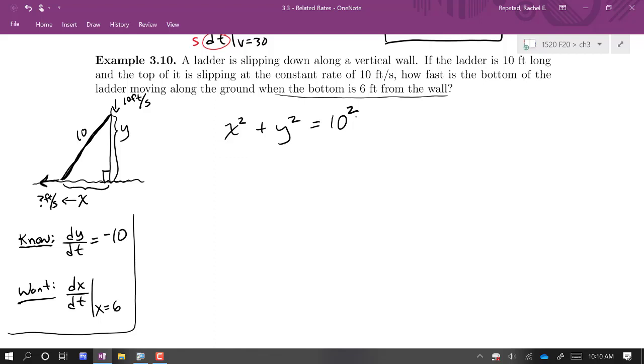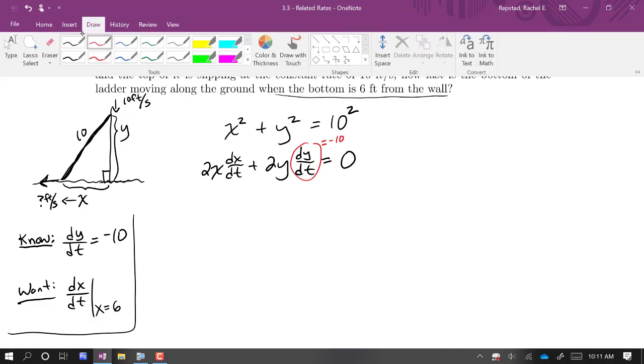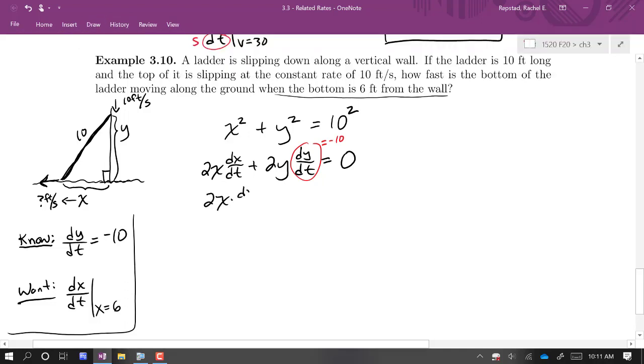Let's differentiate this equation with respect to time. When we do that, we get 2x dx/dt plus 2y dy/dt equals 0, right? 10 squared is a constant, so its derivative is 0. And we know that dy/dt is negative 10, so I'm going to plug that in. Whoops, this will be a minus 20y, and that's still equal to 0.